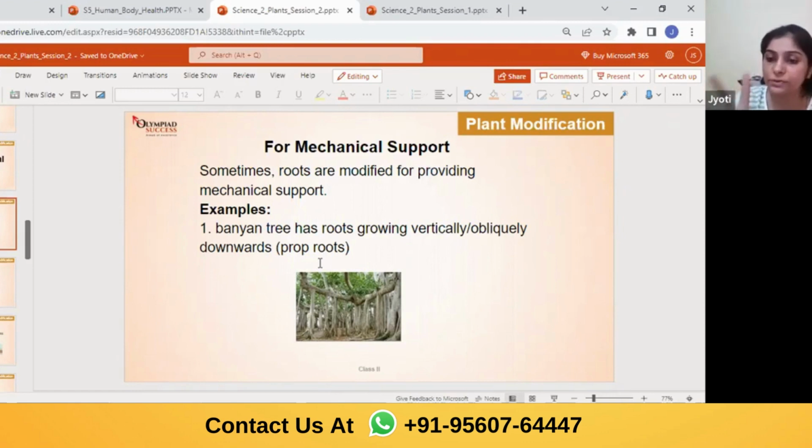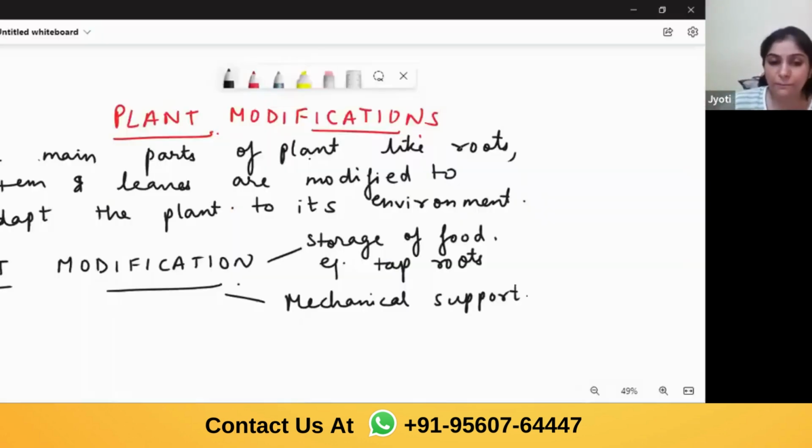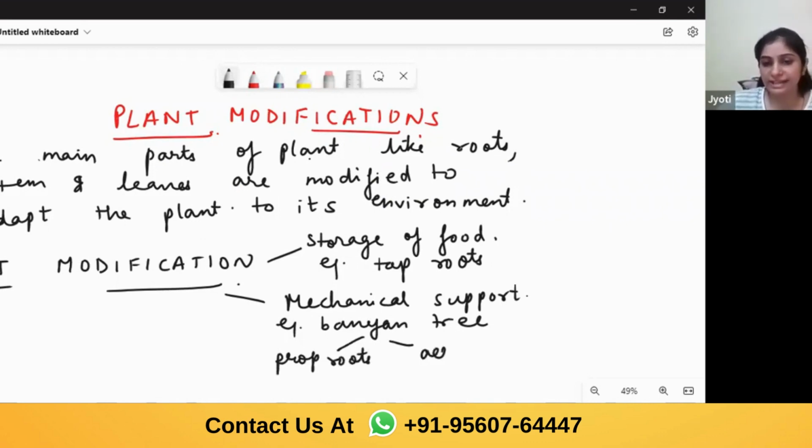There are two types of roots in banyan tree which give support to the banyan tree. One is the prop root, which arises from the branch of the tree and moves deep into the soil. Second is aerial roots which grow from the branches and they hang in the air. Both these roots, they give support to the plant. So in mechanical support, we can take the example of banyan tree, in which there are two types of roots. One is prop roots and the other one is aerial roots.